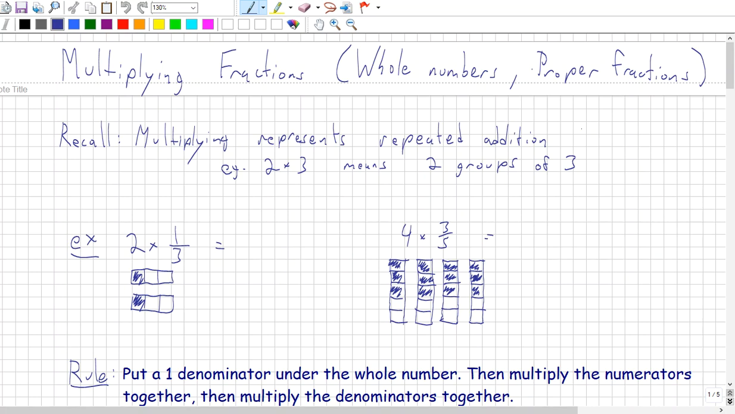The next section is multiplying fractions, whole numbers and proper fractions. I'm going to do both in one video because I think they kind of just lead right into each other. So it might be a bit of a longer video again, like the last one, but hopefully not too bad.